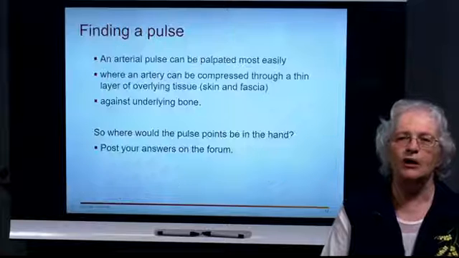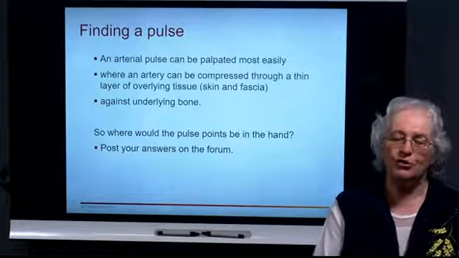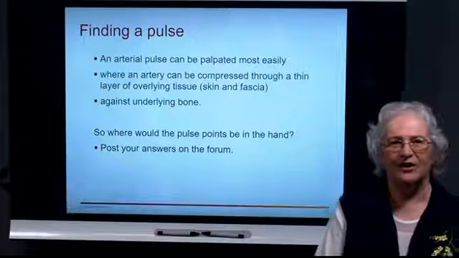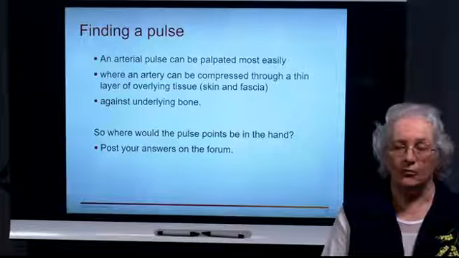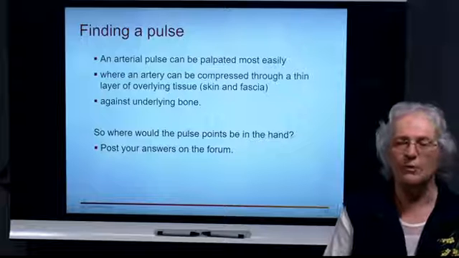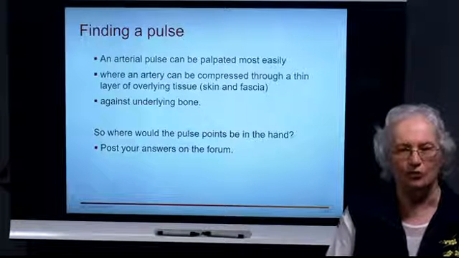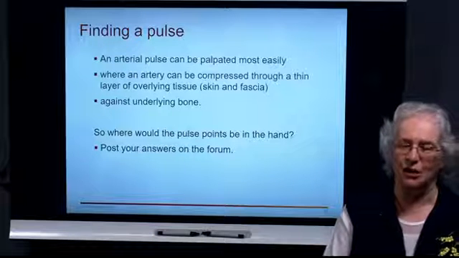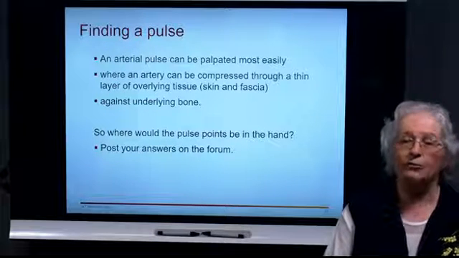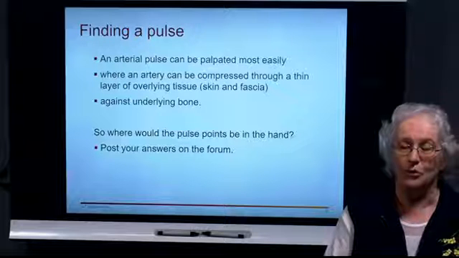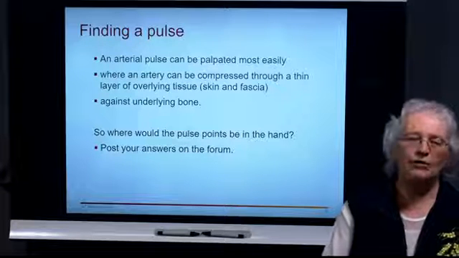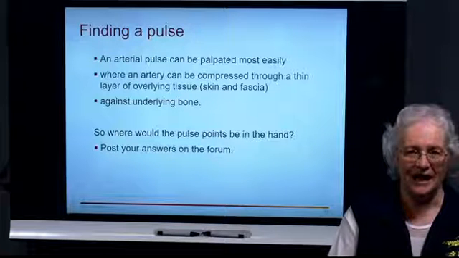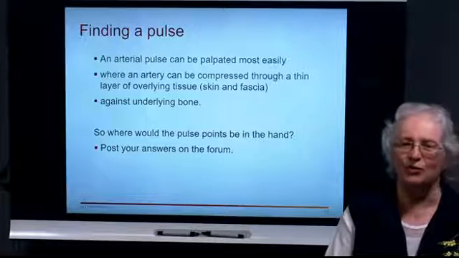Now, I commented about finding a pulse in the snuff box. I have a principle that relates to pulses, and I want you to think about this for pulse points in the hand. So have a think about the idea that an arterial pulse can be palpated most easily when it's superficial, so where an artery can be compressed through a thin layer of overlying tissue, for example skin and fascia, and that we can compress it against an underlying bone so that we can get the pulse. So have a think and maybe a bit of research in your books as to where you would find pulse points in the hand. So I want you to post your answers on the forum for that as well.